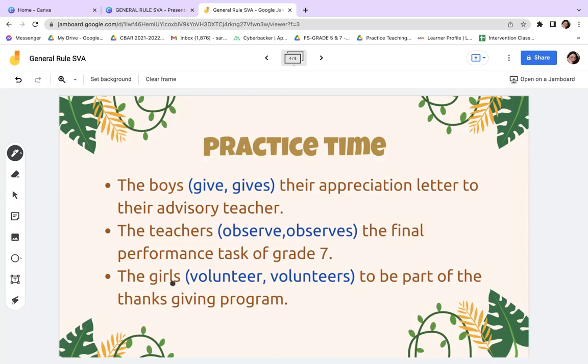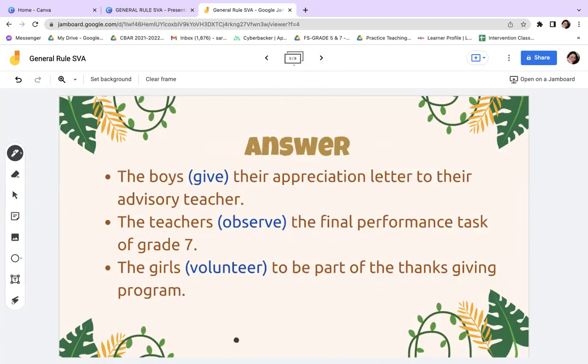Okay, another one. The girls volunteers to be part of the Thanksgiving program. So you have another 5 seconds to answer. Is it volunteer or volunteers? According to the given rule, the general rule. Okay, that's it. Now let's see if you are correct.